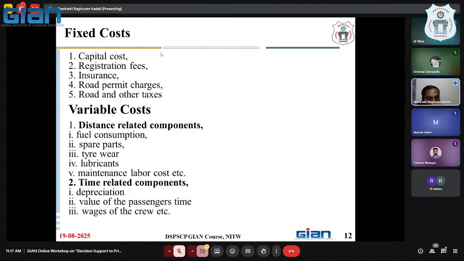Sorry. So now if you see that, these are the kinds of components involved in the fixed cost and the variable cost. The fixed cost involves the capital cost, the registration fees, insurance, the road permit charges and the other taxes. Then the variable cost, that is the distance-related components: fuel consumption, spare parts, tires, lubricants, and the time-related components. We have depreciation, then the value of the passengers' time, then the wages of the crew. So these are the parts generally incurred in the project that are to be treated or considered as the variable cost.